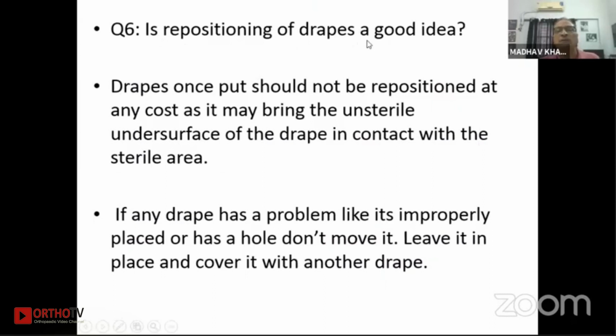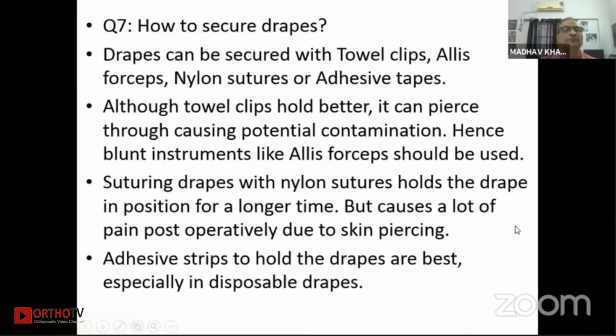Is repositioning of the drapes a good idea? Ideally, drapes once put should not be repositioned at any cost, as it may bring the unsterile undersurface of the drape in contact with the sterile area. If any drape has a problem, like it is improperly placed or has a hole or is torn somewhere, do not move it. Leave it in place as it is and cover it with another drape. You may have to use an extra drape, but that is okay. Don't move the drape which you have already put once.